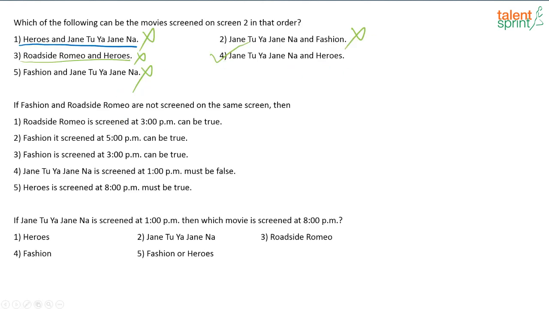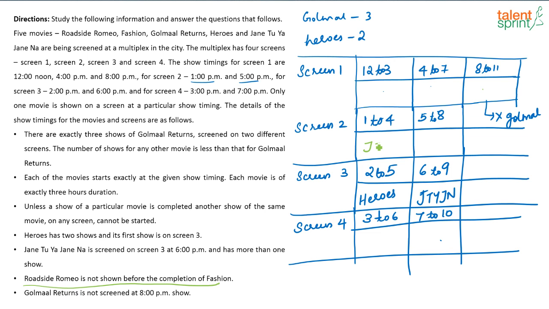Jane Tu Ya Jane Na, Heroes. So Jane Tu Ya Jane Na, two shows are there. Heroes, two shows are there. Then next, what do you have? You have Golmaal Returns, which has to be in 3 shows. So this, this and this can be Golmaal Returns, or this, this and this can be Golmaal Returns, whichever way. This is one possibility.